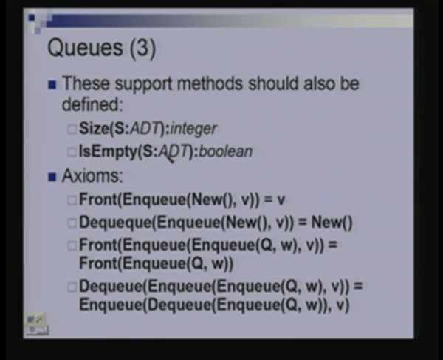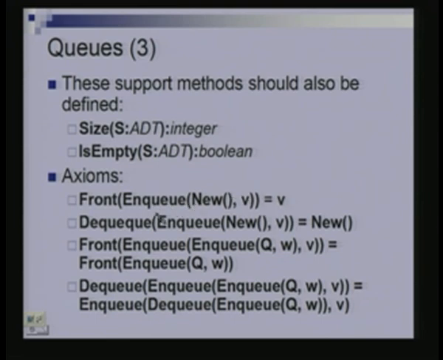Besides that, we also have some other support methods to implement a queue, and one could be size, and one is empty. Size would tell us how many elements are there in the queue, and is empty would tell us whether the queue is empty or not. So, it would return true if the queue is empty and false otherwise. And just as we had defined some axioms for the case of stacks, we can define similar axioms now for queues. If I create a new queue and I enqueue an element v, and then I ask what is the element at the front of the queue, then it should be v.